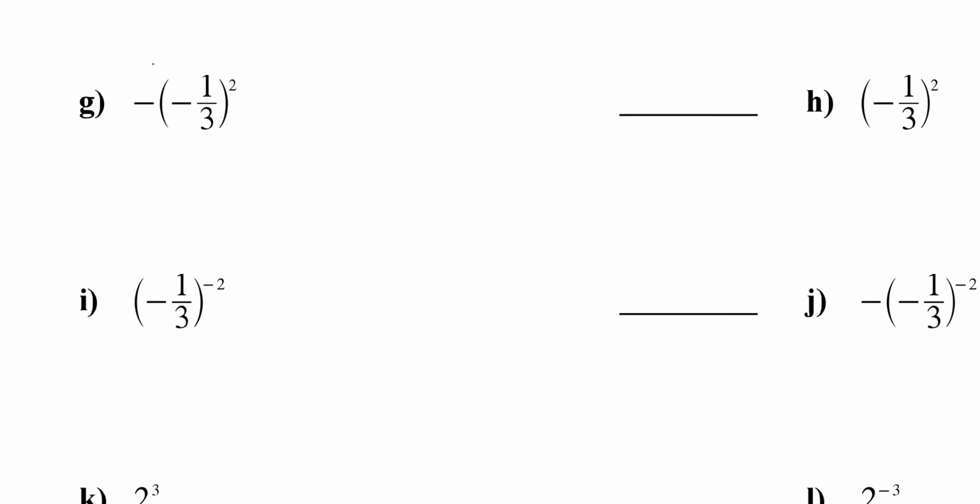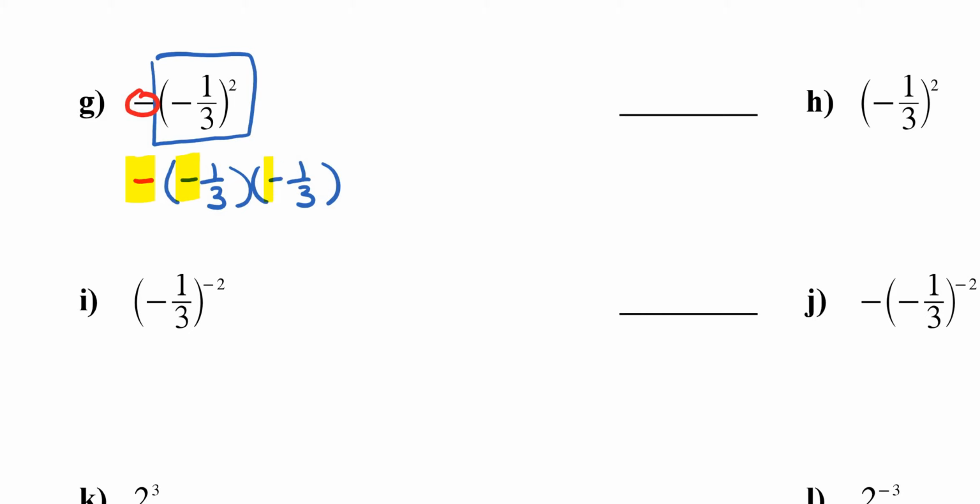For letter G, let's do the inside first. So brackets first, so negative 1 over 3 times itself, which is negative 1 over 3. And then we also have this minus sign tagging along. And once we count up the negative signs, 1, 2, 3, so we have an odd number of negative signs, so my final answer will be negative. And then 1 times 1 is going to be 1, divided by, well, 3 times 3 is going to be 9, so my final answer is negative 1 over 9.